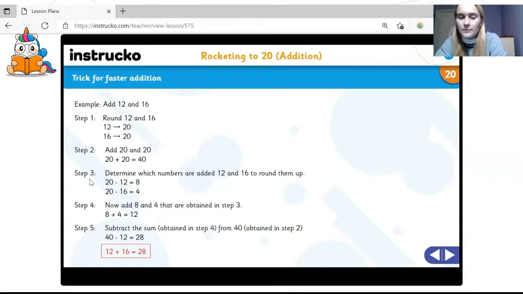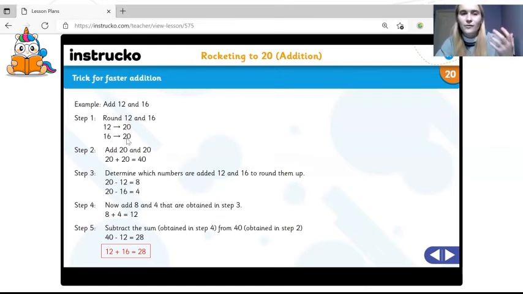Okay, in our step 3, we have to determine which numbers are added, 12 and 16, to round them up. So 20 minus 12 equals 8, and 20 minus 16 equals 4. And now in step 4, we have to add the 8 and the 4 that are obtained in step 3. So 8 plus 4 equals 12. And now for our final step, we have to subtract the sum, which we've obtained in step 4, from 40, which we obtained in step 2. So 40 minus 12 equals 28.